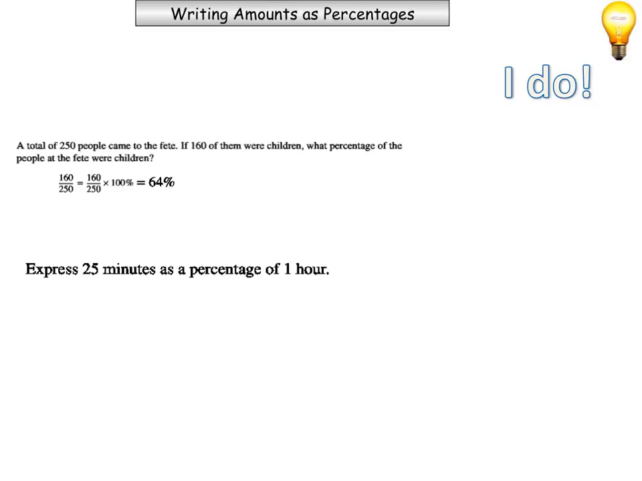Okay, the next one that we need to do is express 25 minutes as a percentage of 1 hour. So that means that we need to write 25 minutes as a fraction of 1 hour first. In order to do this though, first we need to make sure that both our quantities are in the same units. So we've got one in minutes and one in hours. So probably the easiest conversion that we can do is the 1 hour to 60 minutes. Then we need to write it as a fraction and multiply by 100%. This gives us an answer of 41 2/3%.